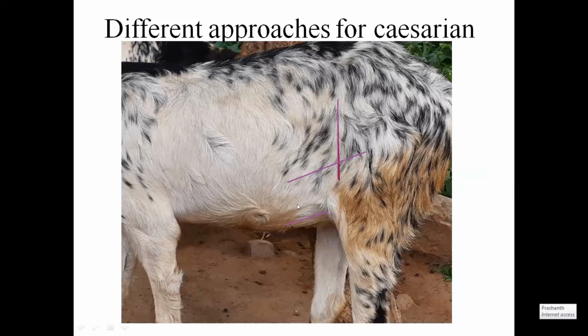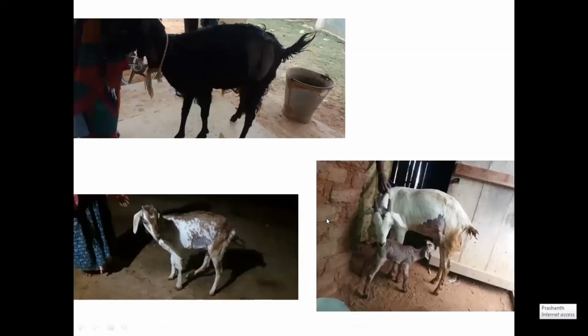Some of the approaches we can go for: this approach, just below the flank fold, just above the udder. In humans, it is called the modified Young's approach. In large animals also, we always practice this. This can be one side. Another is giving a straight incision at the caudal flank region. An oblique incision can also be done. Cesarean can be done by any approach. We can even go for a midventral approach in sheep and goats.